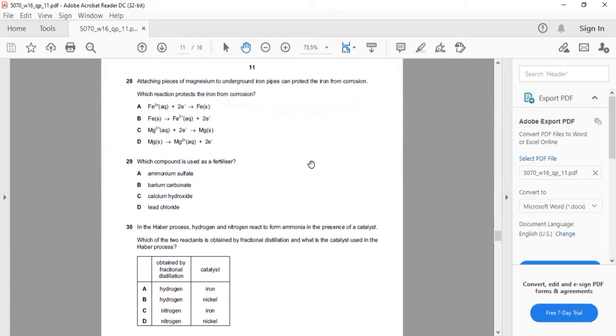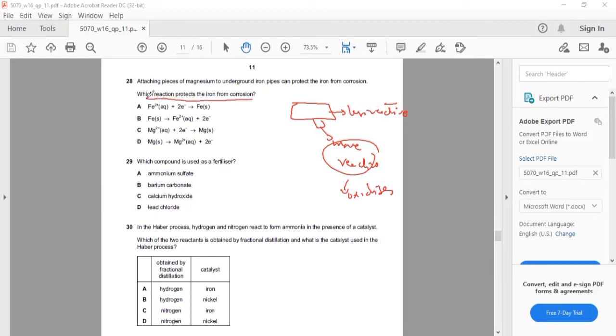28 is about sacrificial protection. When you attach a more reactive metal to a less reactive metal, the more reactive will lose its electrons and oxidize. The more reactive oxidizes and prevents the less reactive from being oxidized. So, which reaction protects the iron from corrosion? Magnesium will react first and lose electrons. So D is the answer.